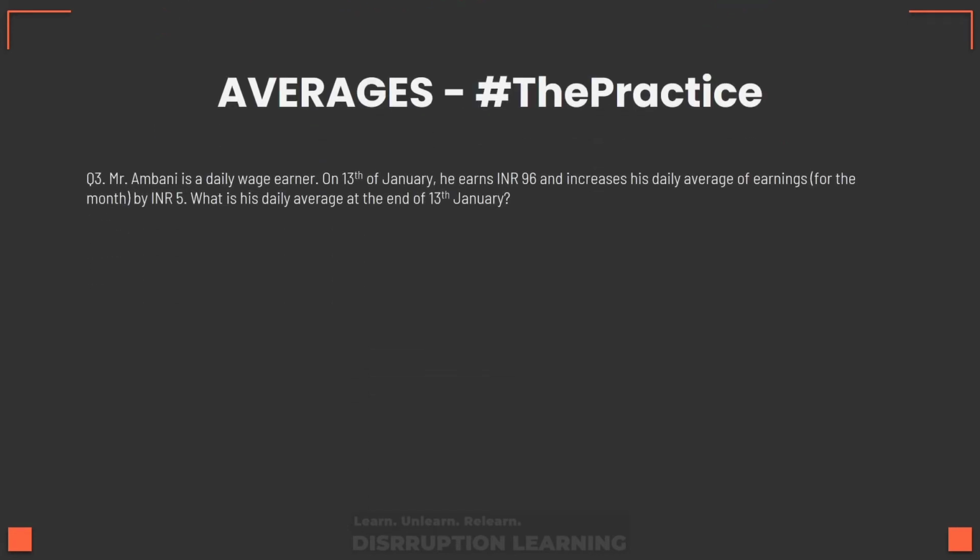Mr. Ambani is a daily wage earner. On 13th of January, he earns 96 rupees and increases his daily average of earnings for this month by INR 5. So he earns 96 and his average is increased by 5 rupees. What is his daily average at the end of 13th January? So what is his average after he has earned 96 rupees and after his average has increased by 5 rupees?